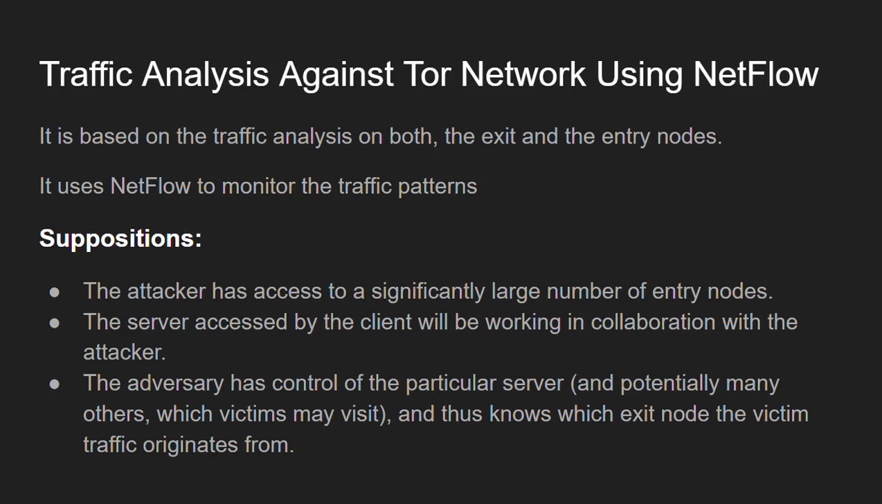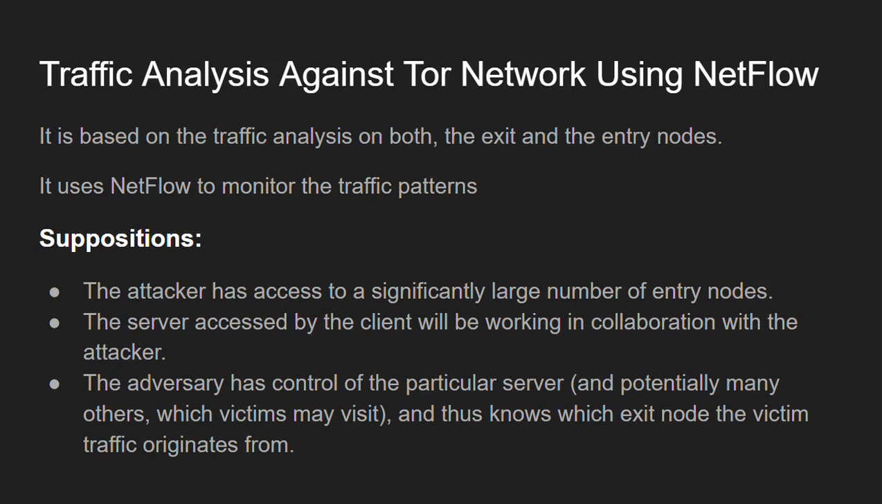The first supposition is that the attacker will have access to a significantly large number of entry nodes. It means that the attacker will be accessing a large network area, and it will have access to many entry nodes. This will enable the attacker to predict the entry node with much more success as compared to if the attacker only has some limited area. Now the attacker will have more area, and obviously the entry node will be most probably one of the entry nodes that is communicating with the server.